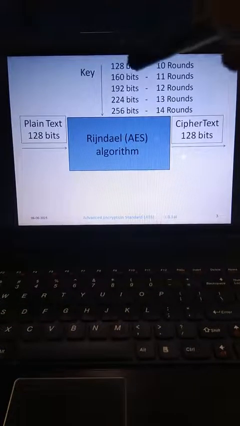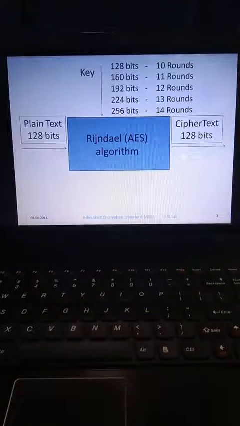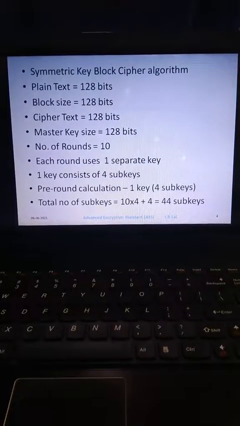So a plain text of 128 bits as well as a 128-bit key is input, which after processing produces a 128-bit ciphertext. AES is a symmetric key block cipher algorithm that uses the same key at both ends, at the sender end and at the receiver end. Block size remains 128 bits, and the ciphertext also remains 128 bits.